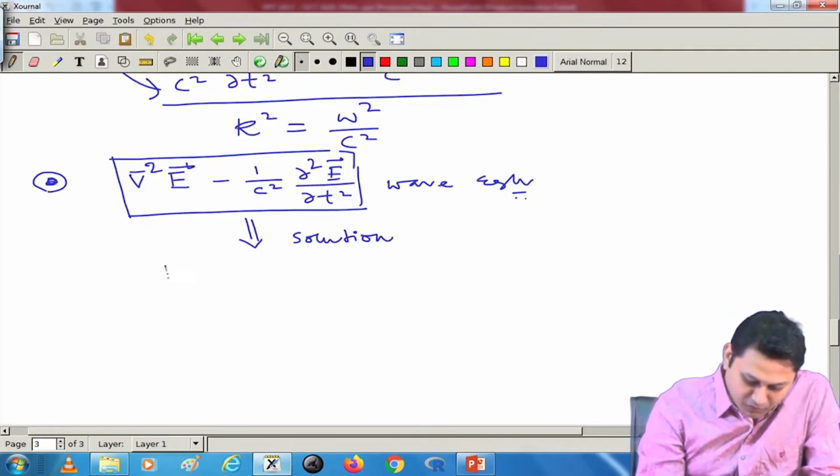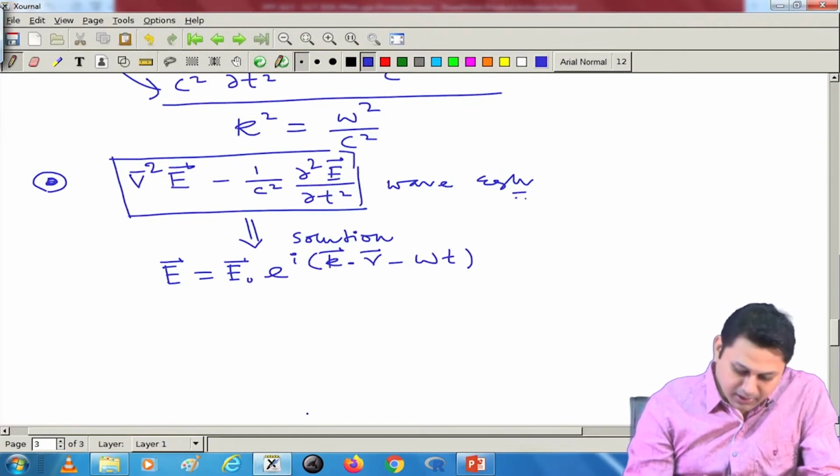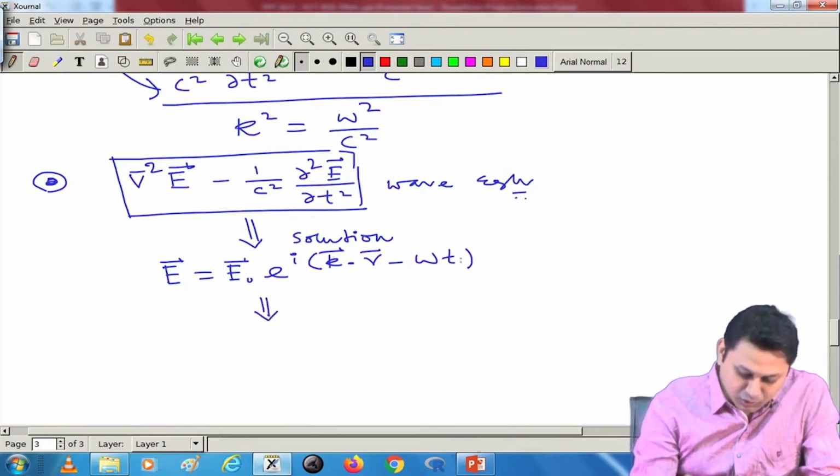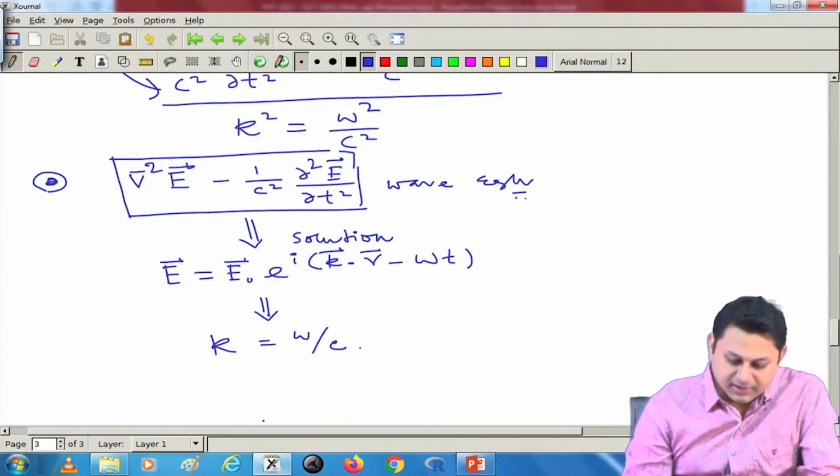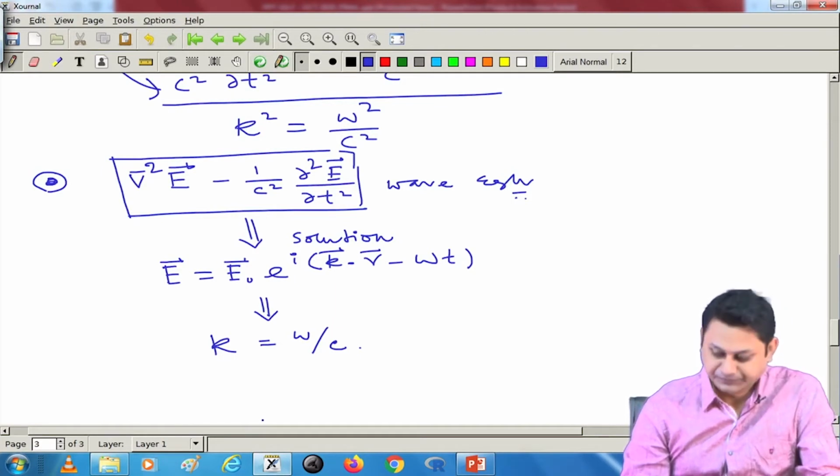and the solution is of the form E vector is equal to E0 e to the power of I k dot r minus omega t, and when this is solution, then there is a relationship between k, omega and c, and this relation is k is equal to omega divided by c, where k is called the propagation vector.